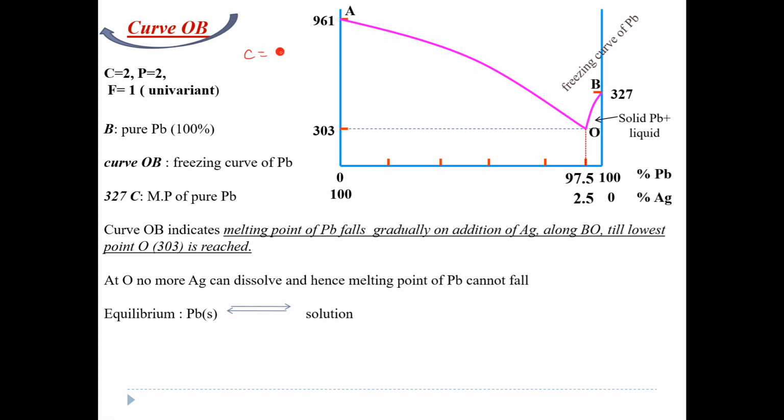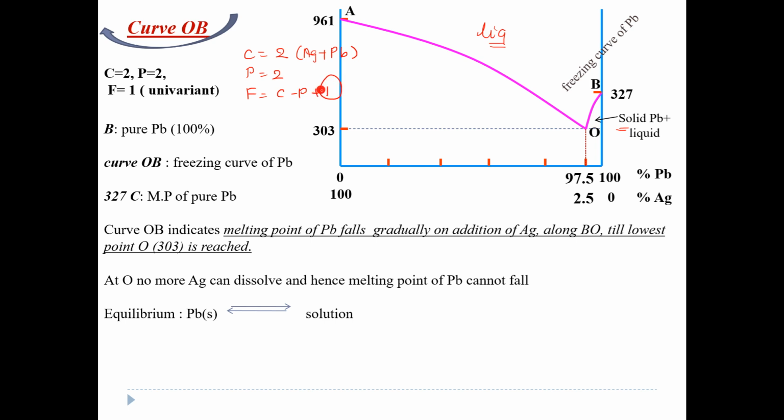So here the number of components is 2, that is silver and lead. There are two phases. Which are the two phases? One is the liquid phase and one is the solid phase. So two phases. And what is C minus P plus 1? So 2 cancel. It's exactly the same. So F is equal to 1.